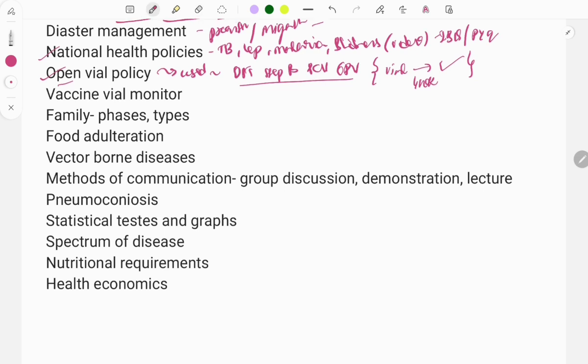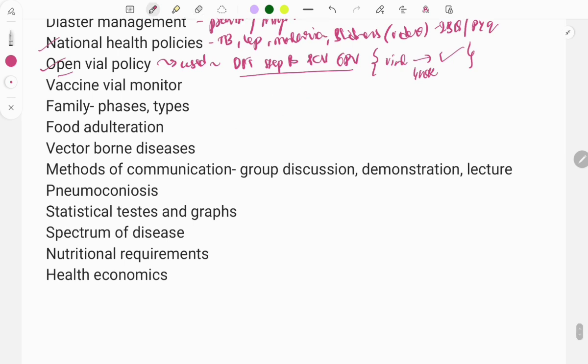Vaccine vial monitor, most of you might already be knowing it, so it is a very easy topic. In the vaccine vial there is a mark like a circle and a square, so you need to look at the circle and the square and their color. If it changes and becomes dark, then you cannot use it, and if it is light, then you can use it. Okay, so image based questions can also be asked from this vaccine vial monitor.